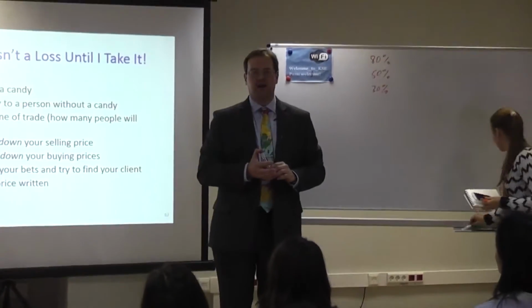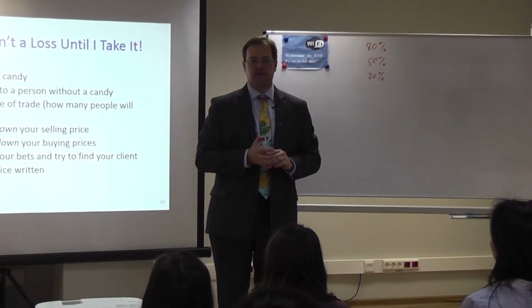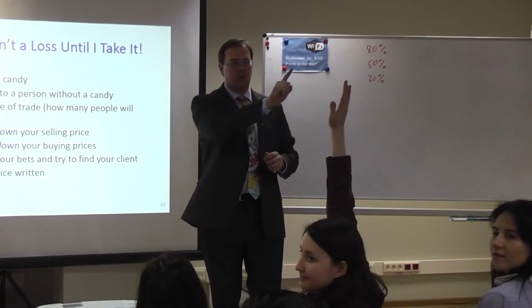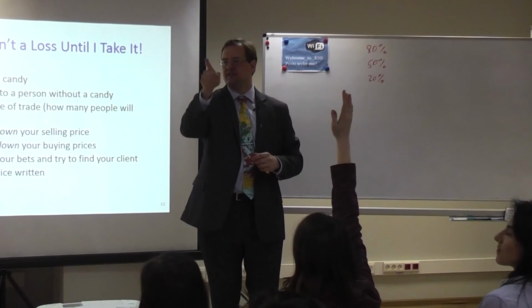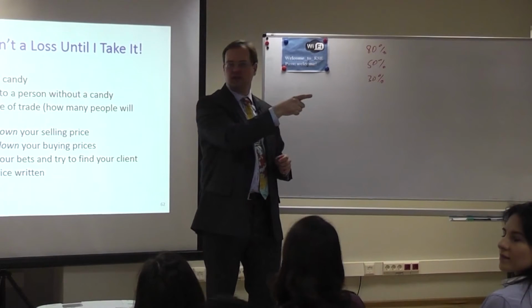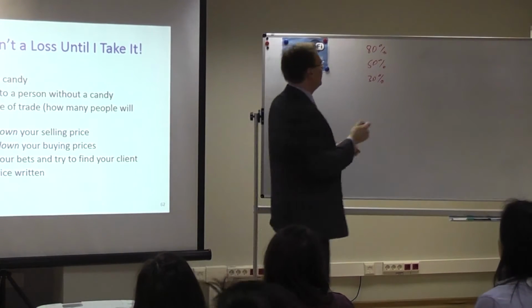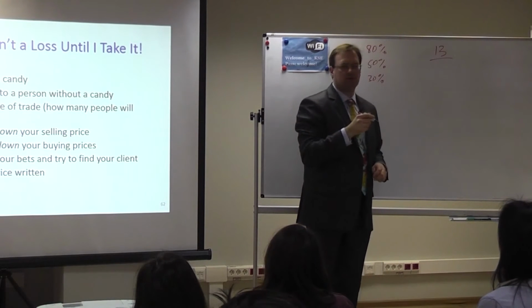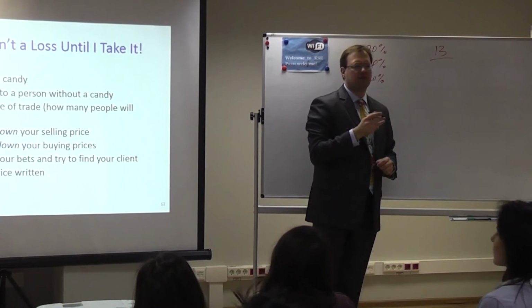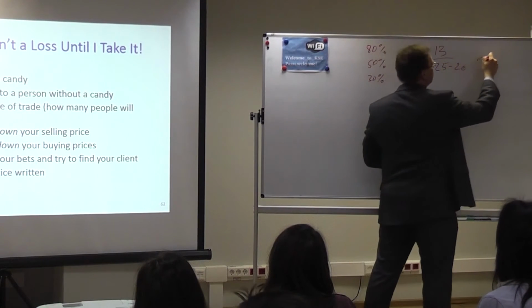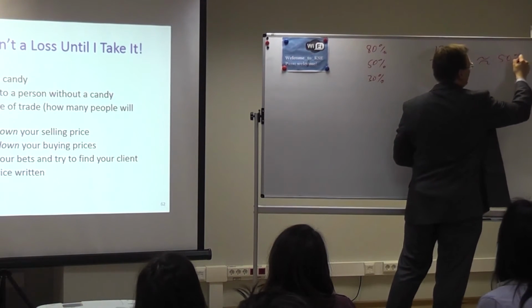First, please raise your hands those who managed to sell your candy. 1, 2, 3, 4, 5, 6, 7, 8, 9, 10, 11, 12, 13, I think. So 13 out of 25, I guess. 25, 26. So it's approximately 50%, which is a very good rate.